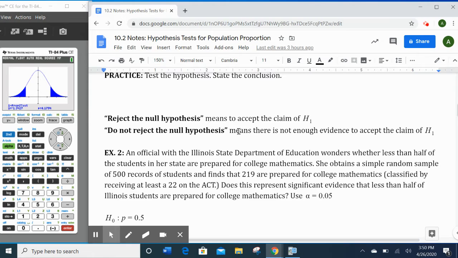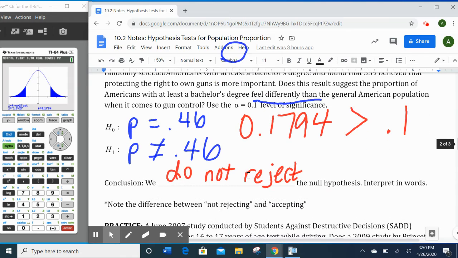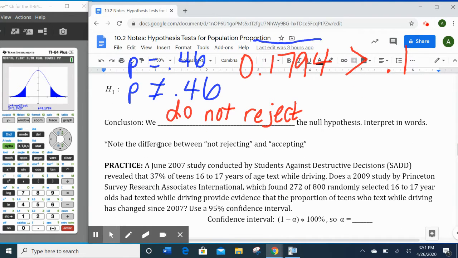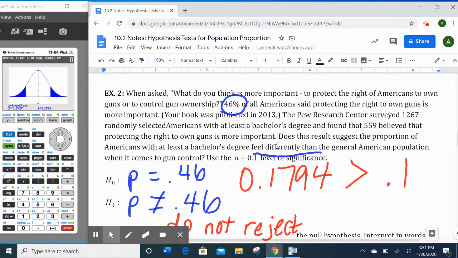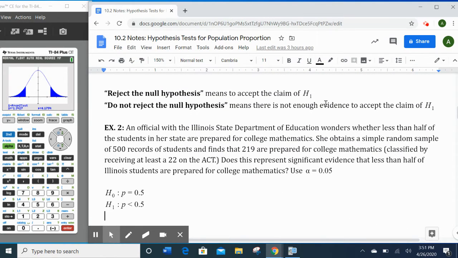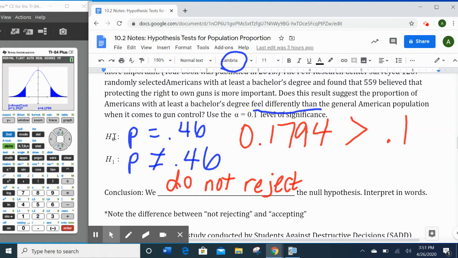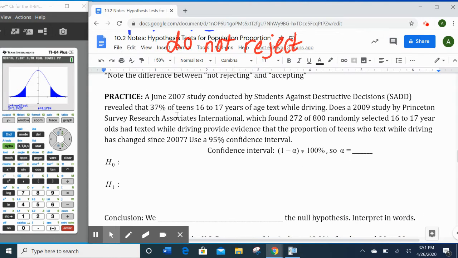Do not reject the null hypothesis means there is not enough evidence to accept the claim of H1. So there is not enough evidence to support that the proportion of Americans with at least a bachelor's degree feel differently than the general American population when it comes to gun control. It says, note the difference between not rejecting and accepting. We are simply saying that there is not enough evidence to accept the claim of H1. We are not accepting the null hypothesis. It could be different than 0.46. We don't have enough evidence to conclude that, is what that note means.